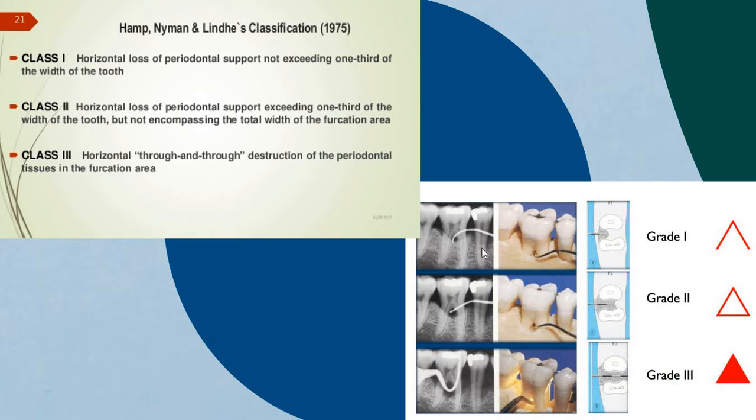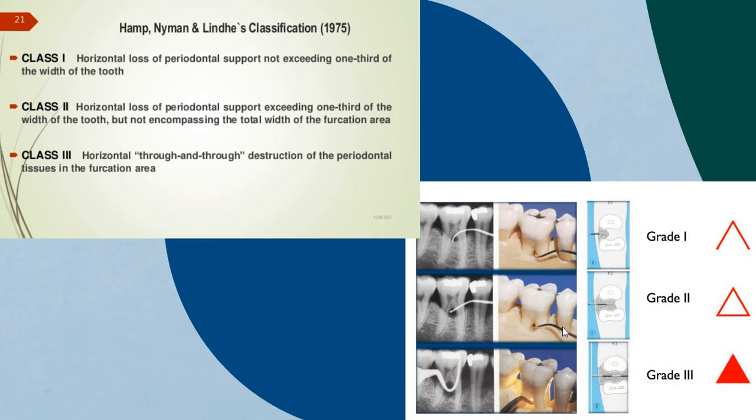In grade 1, the tissue destruction doesn't exceed more than 3 mm or not more than 1/3 of the tooth width into the furcation. So here you can feel the furcation, but it's totally covered by soft tissue. But you can feel it by the probe.